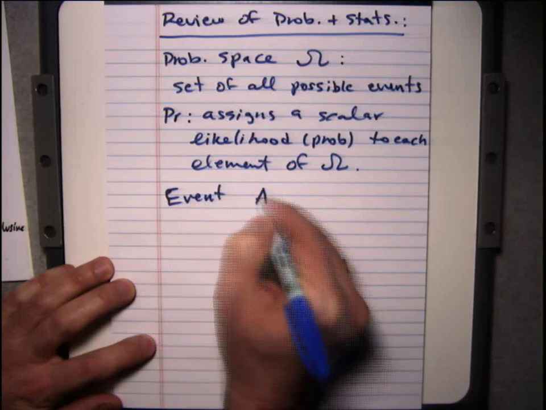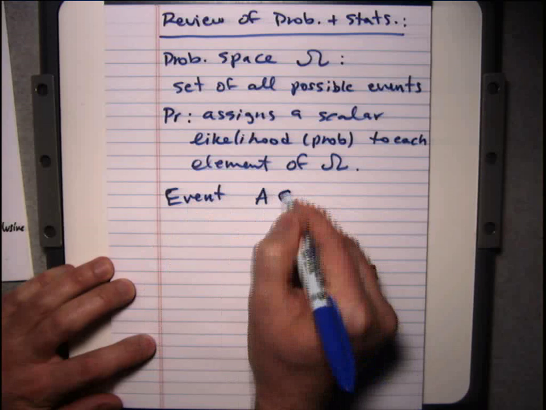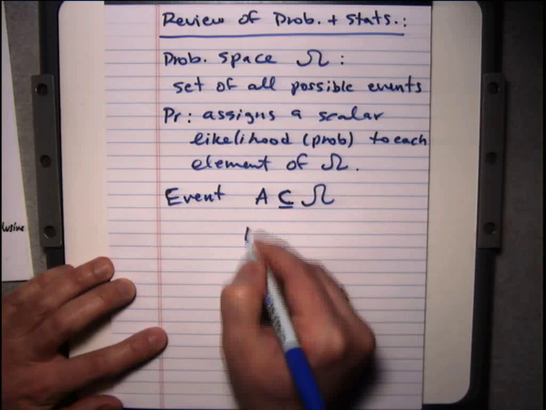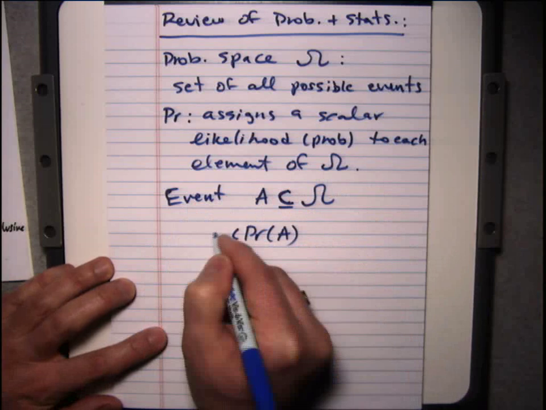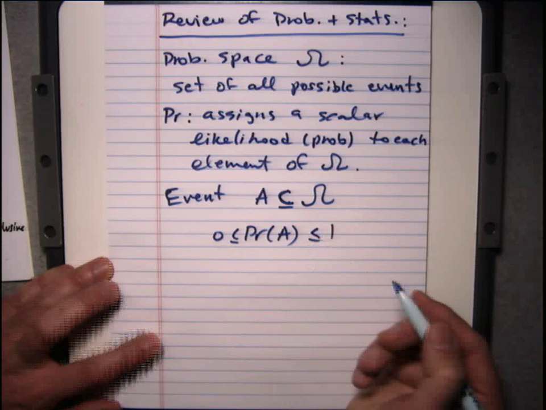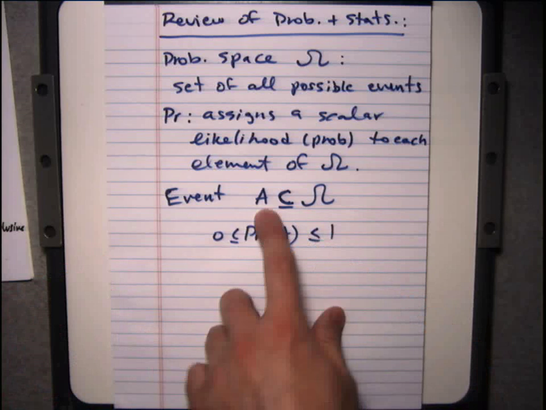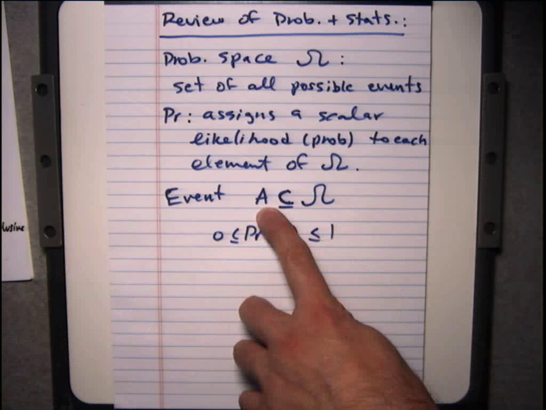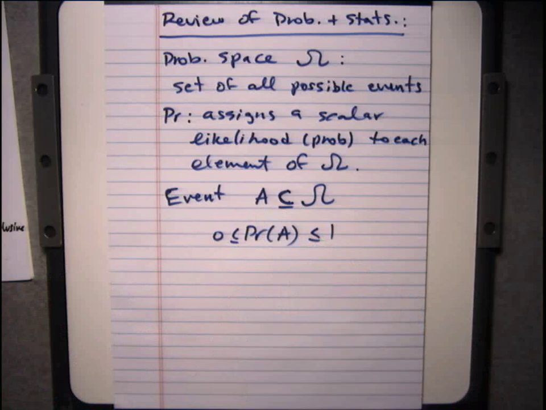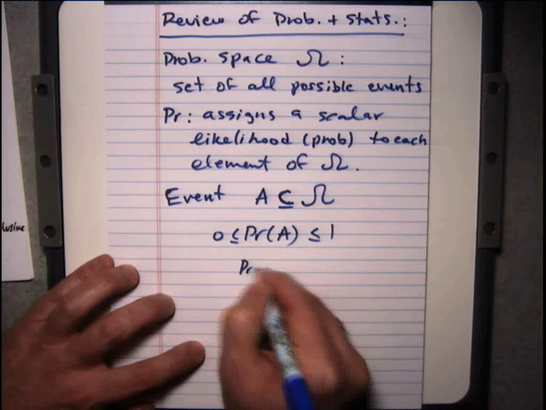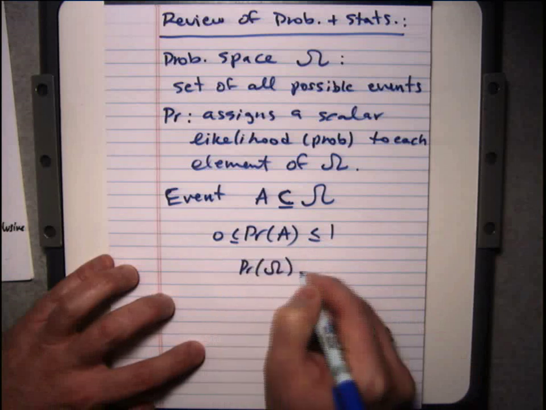Event A is something that lives inside this omega, and the probability of an event is always a number between 0 and 1. So for example, the probability of heads landing or tails landing, this is the experiment, flipping a coin, and this is the probability which lands between 0 and 1. Now, given this expression, what is the probability of the entire set? Well, that has to be 1, right?